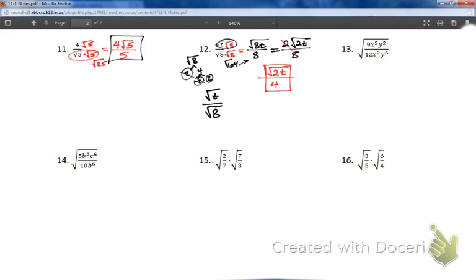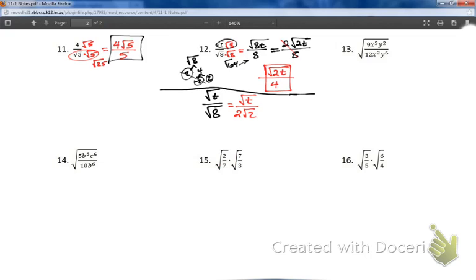Now, the other way to go about that, same problem, is to first simplify the square root of 8. We're not going to go through the work here because obviously we already know that the square root of 8 turns into 2 root 2. And again, this is a different way to do the same problem, so I'll draw a line here to separate the two.